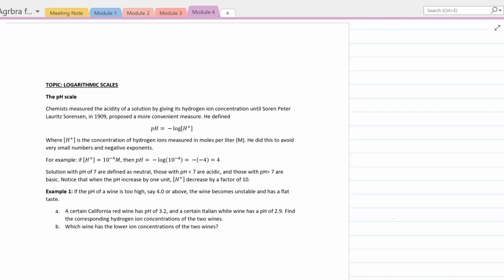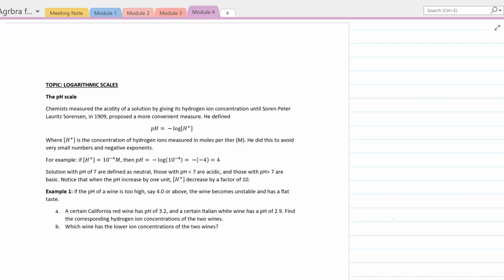You may hear about things that are acidic and things that are basic. So how do we measure that? Chemists measure the activity of a solution by giving its hydrogen ion concentration, until Sørensen in 1909 proposed a more convenient measure. He defined the pH level as the negative log of H positive, the hydrogen ion concentration in the solution.